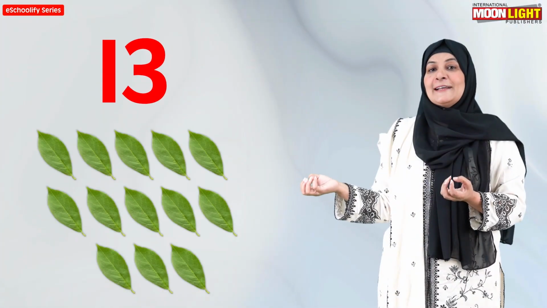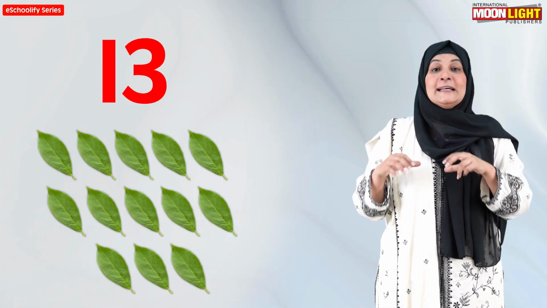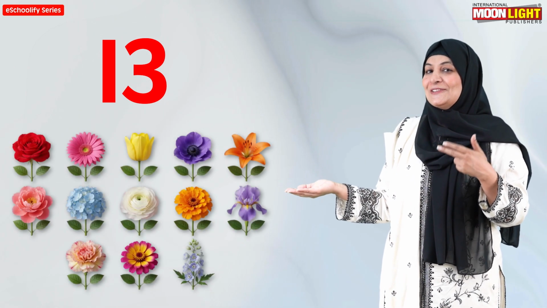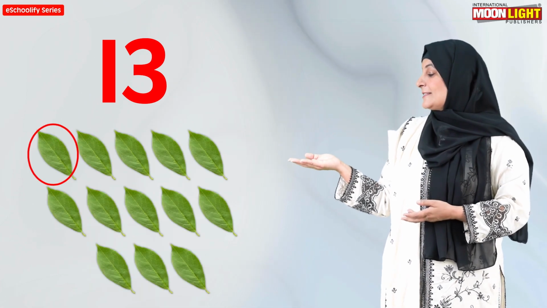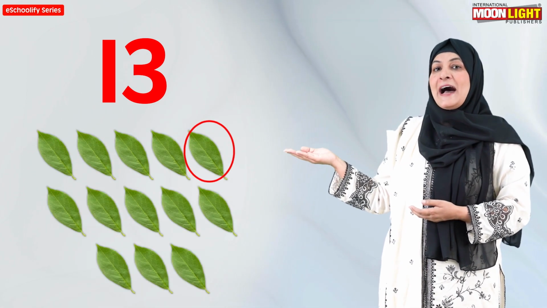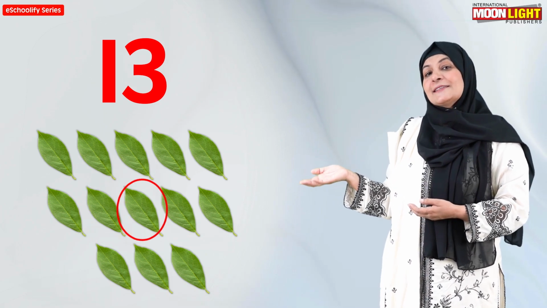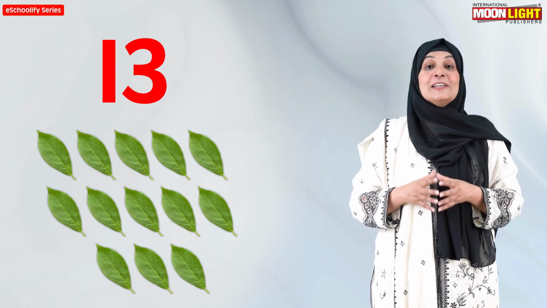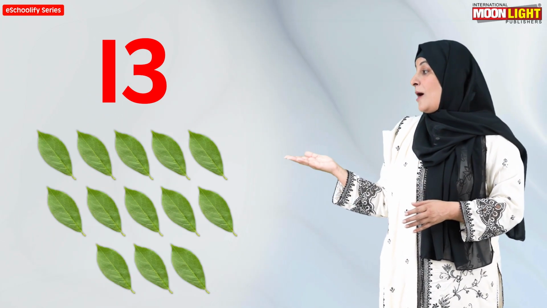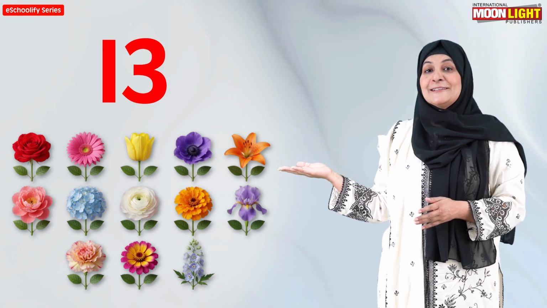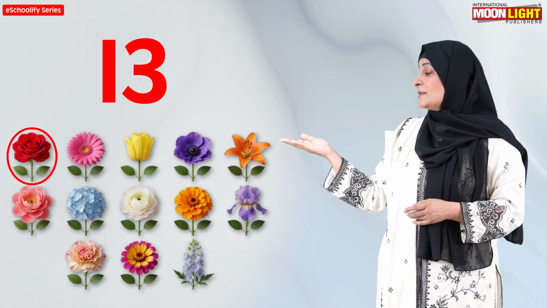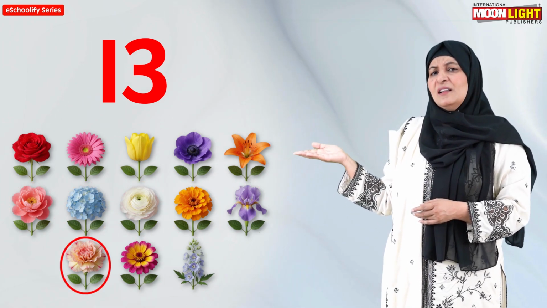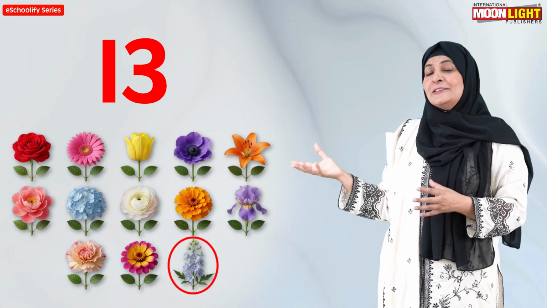After collecting leaves and flowers, come inside the class, display these leaves and flowers, and count with the students like this. 1, 2, 3, 4, 5, 6, 7, 8, 9, 10, 11, 12, and 13. 13 green leaves. Wow, beautiful flowers. Let's count with me. 1, 2, 3, 4, 5, 6, 7, 8, 9, 10, 11, 12, and 13.